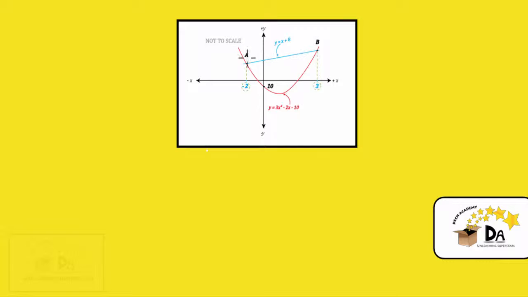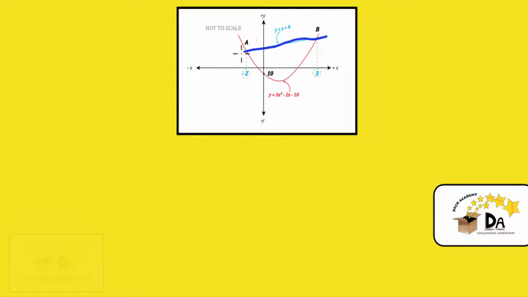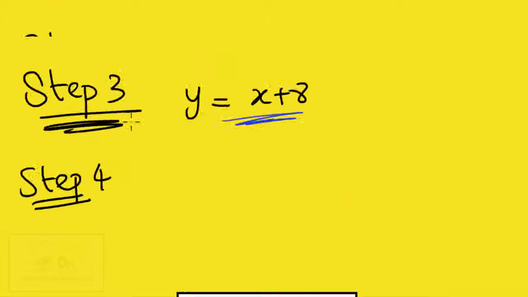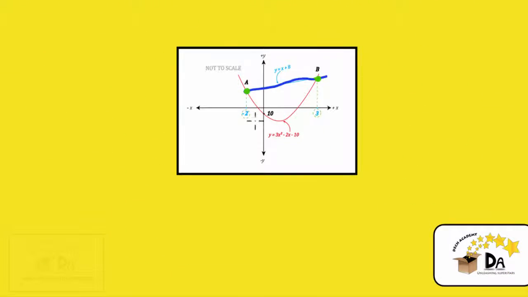That's what I've done here. I've plotted y equals x plus 8, so that's this line here. The red curve is the original graph we got, and this blue line here is y equals x plus 8. We plotted y equals x plus 8 because that was the equation we got in step 3. The points of intersection, a and b, have x coordinates minus 2 and 3. Therefore, the solutions to the equation we are asked to solve, this equation, are x equals minus 2 and 3. So those are the solutions.